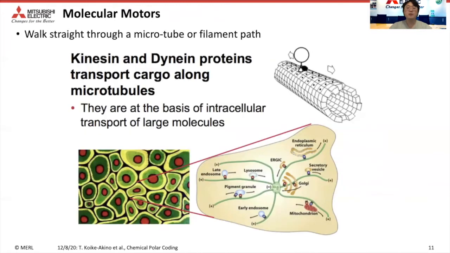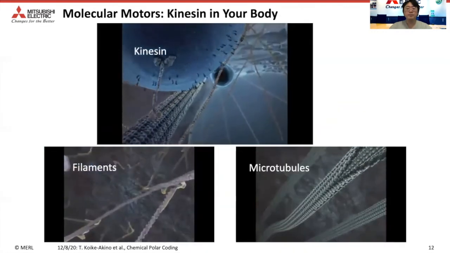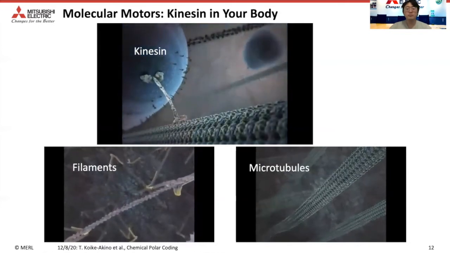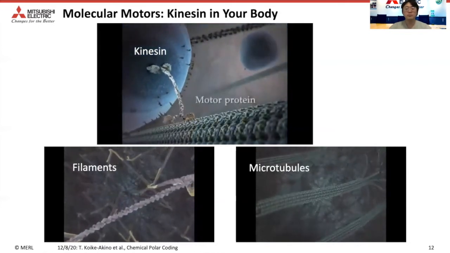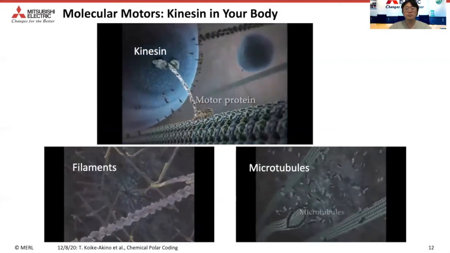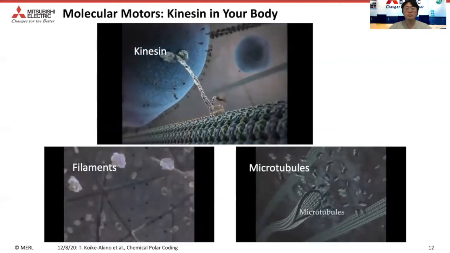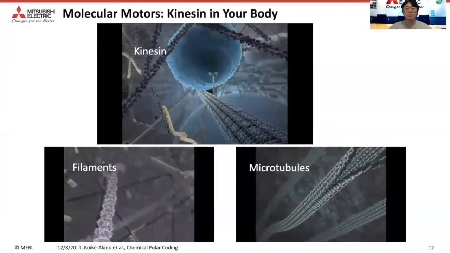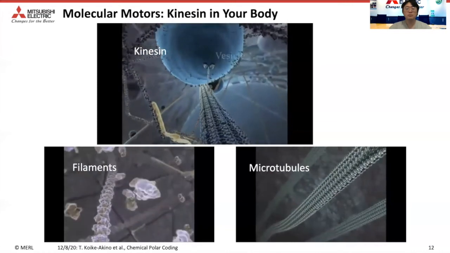Molecular motors are really interesting. For example, kinesin and dynein are inside our body. Those proteins walk along microtubules inside the cell. This shows a very interesting video. As you can see, kinesin proteins are like a robot having two legs, and it walks along microtubules. And it can carry a big cargo from one end to another.